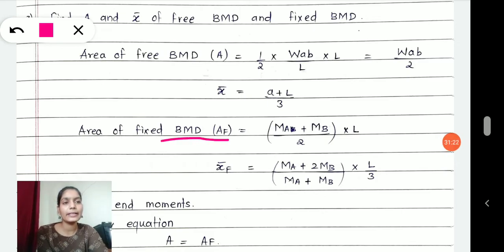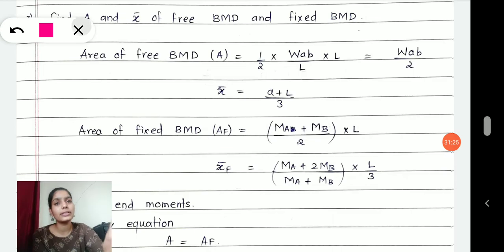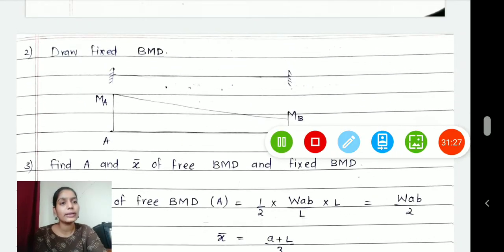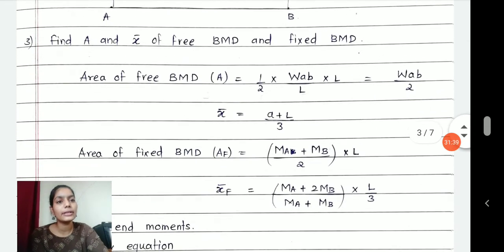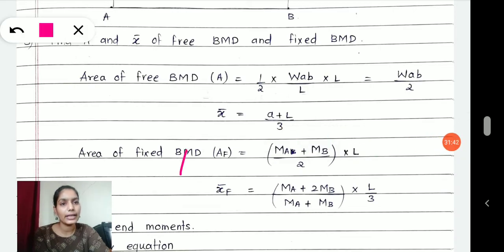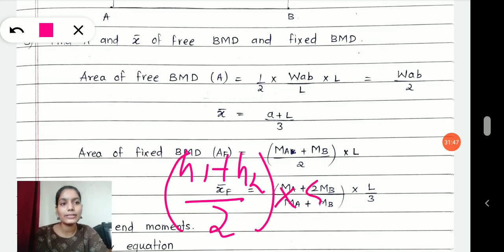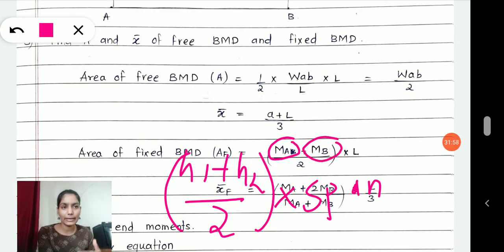Fixed bending moment, that was in a trapezoidal shape like this. What will be the area of the trapezoid? What will be the centroidal distance of the trapezoid? You are writing the answers here. The area of a trapezoid will be (H1 plus H2) divided by 2 into the total span. That was the area of a trapezoid, if you remember from the geometry part. H1 will be MA, H2 will be MB, divided by 2 into the total span of my trapezoid, which is L.